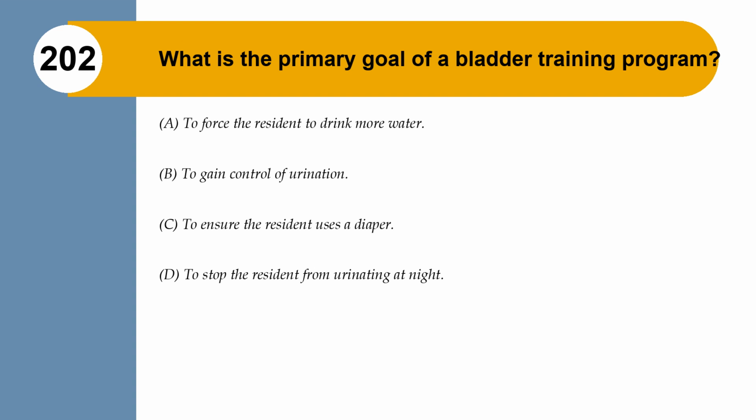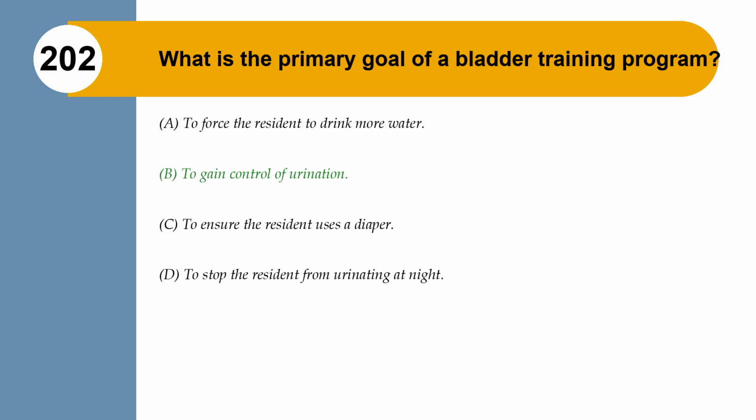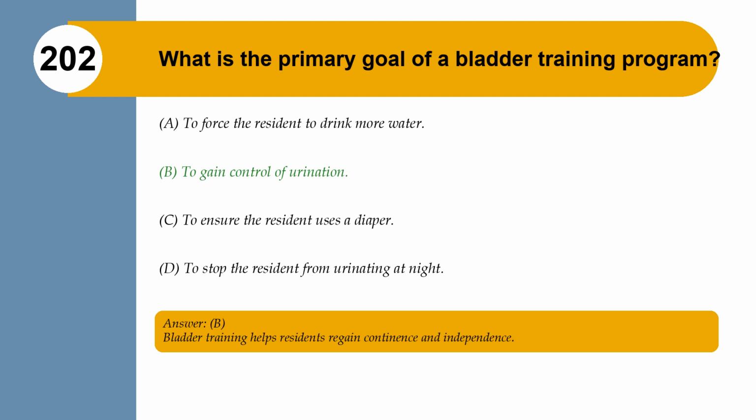Question 202. What is the primary goal of a bladder training program? Option A, to force the resident to drink more water. Option B, to gain control of urination. Option C, to ensure the resident uses a diaper. Option D, to stop the resident from urinating at night. The correct answer is option B, to gain control of urination. Explanation: bladder training helps residents regain continence and independence.